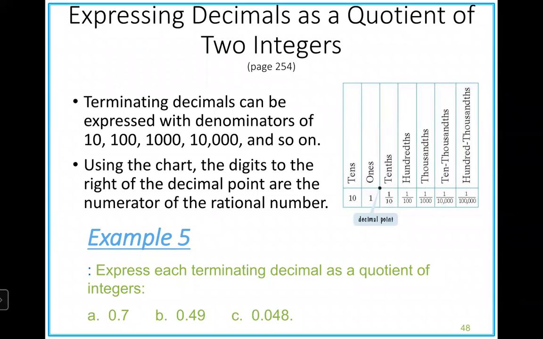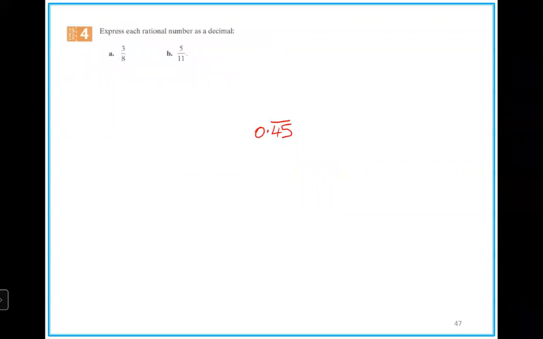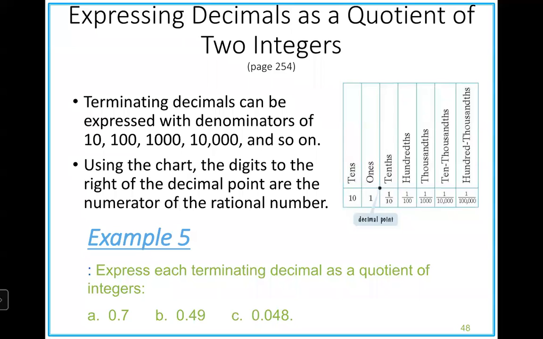Now, we are looking at the reverse. So we just did writing a fraction, a rational number, as a decimal. Now, if you have the decimal and you want to write it as a fraction, what do you do? It requires a little bit of review of our decimal place system.